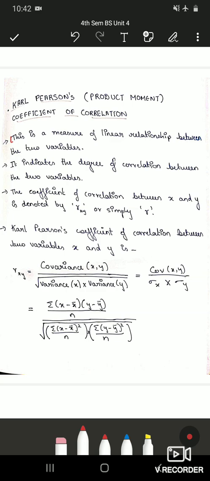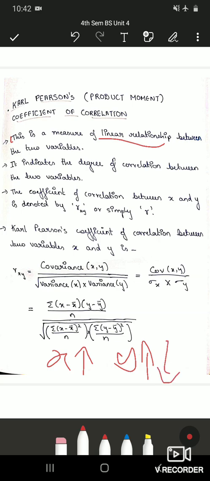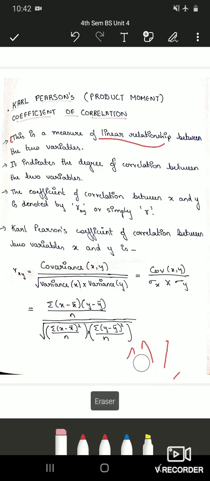So Karl Pearson's coefficient of correlation is a measure of linear relationship between two variables. Now this is important, linear relationship. What is a linear relationship? If you have two variables x and y, if there is a certain change in x values, then definitely there is a certain change in y values, either it might increase or decrease. So there is some linear relationship between the two variables, and you're going to measure that with the help of Karl Pearson's coefficient of correlation.